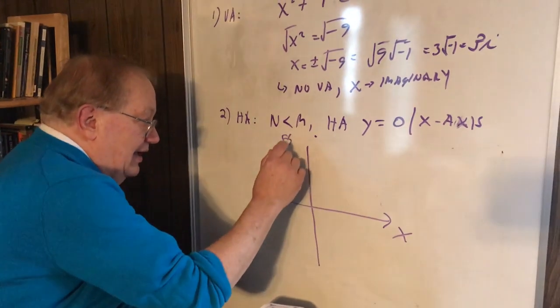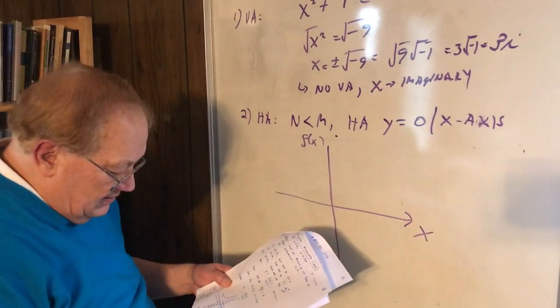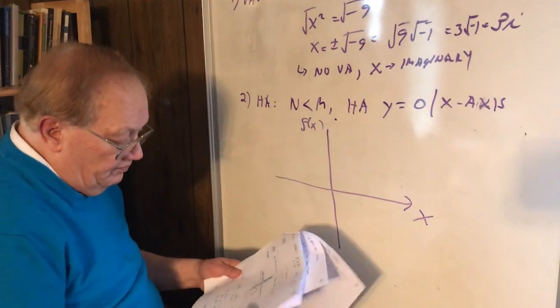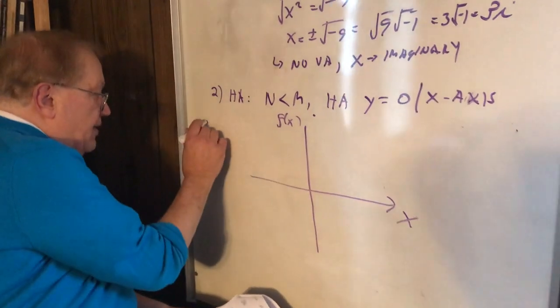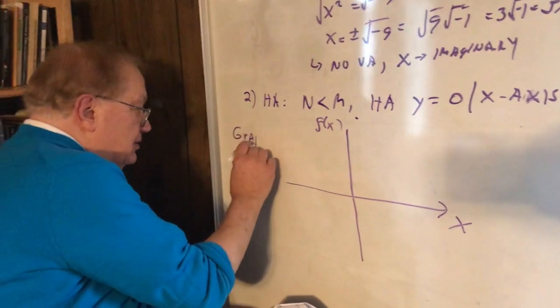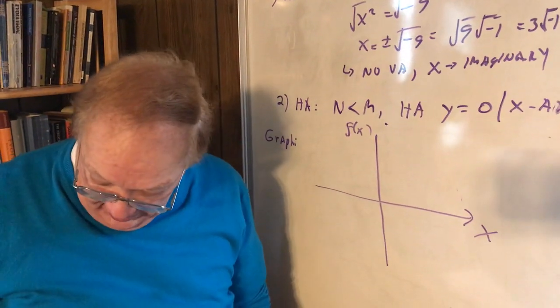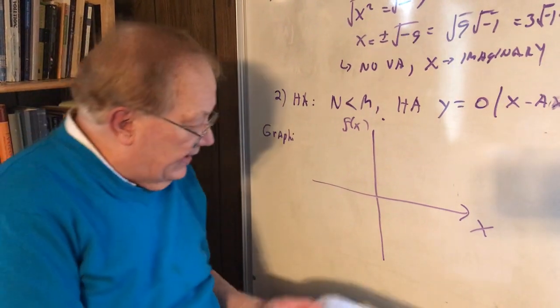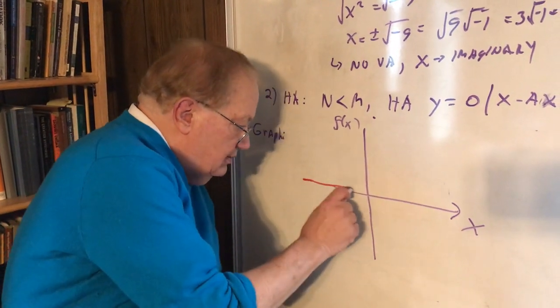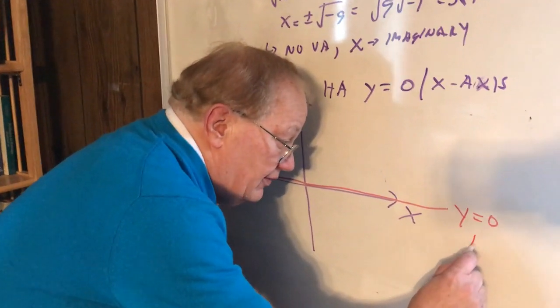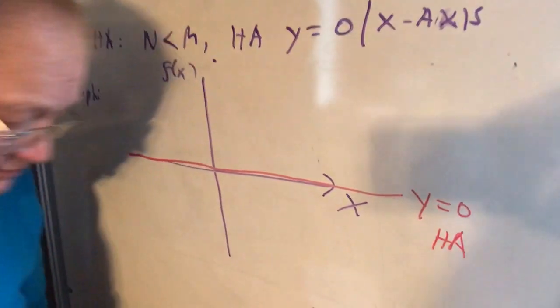Now, this is our graph. Sorry. So we're going to put our graph down here. And where's our asymptote? Right on the x-axis. And this is where y equals 0. So that's your horizontal asymptote.